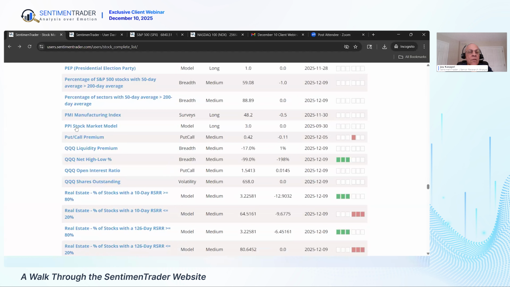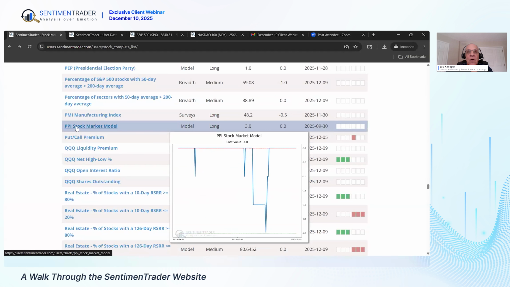And another thing is inflation. Okay, people, when the inflation number comes out every month, people dissect those numbers left and right, inside and out. My suggestion, after the numbers are updated, go to the PPI stock market model, and it will tell you what to think about inflation.